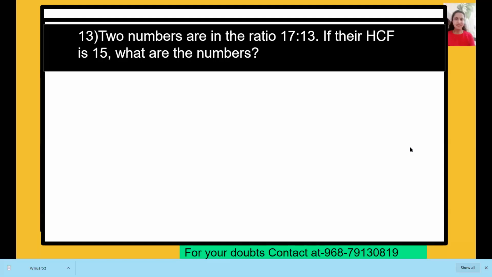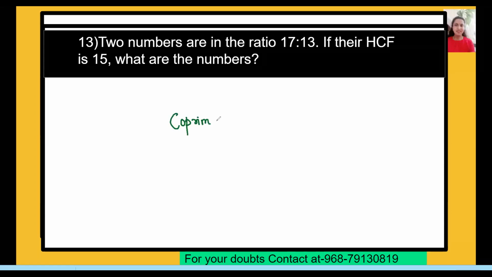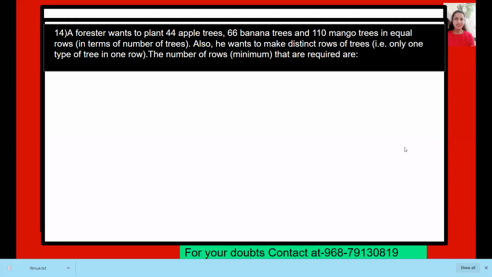So again you see the numbers are co-prime. 17 and 13 are co-prime to each other. So if SCF is 15, the numbers will be what? 17 into 15 and the other will be 13 into 15. So we just multiply it, and here we get 255 and here you will get 195. You can use the ratio method and then you can solve it very fast. So the numbers will be this. So again, if you go by logic, this is very clear.